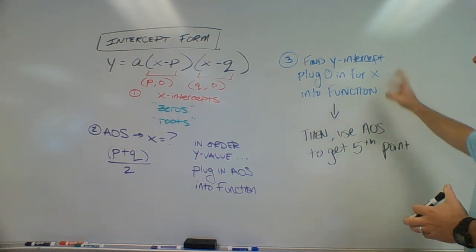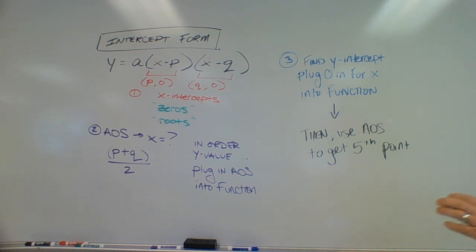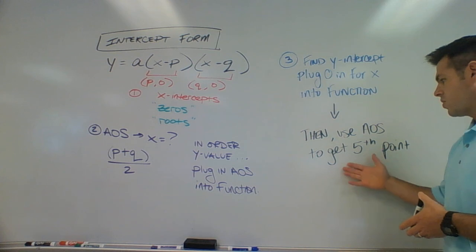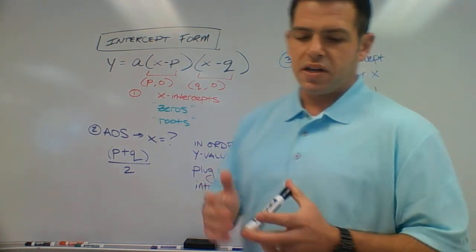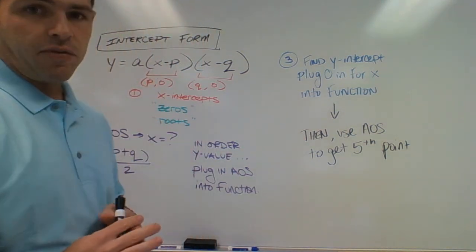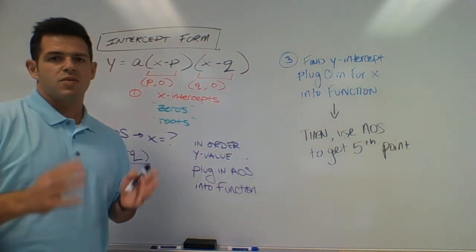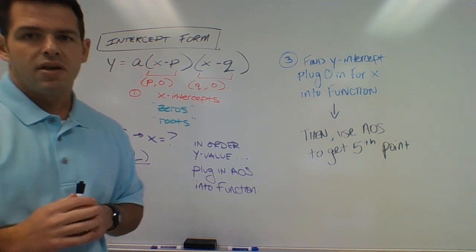And then finally, once I have my y-intercept, I can use that y-intercept and the mirror to figure out a fifth point, which we'll talk about a little bit more when we get into some algebraic examples. So plenty of information here given by the intercept form. We want to make sure that we use it as much as possible when it comes up in this second unit.